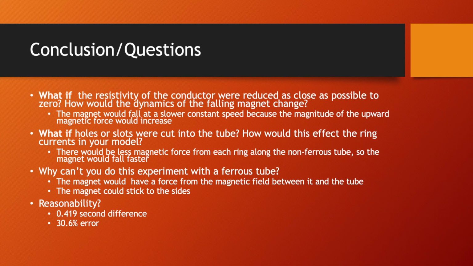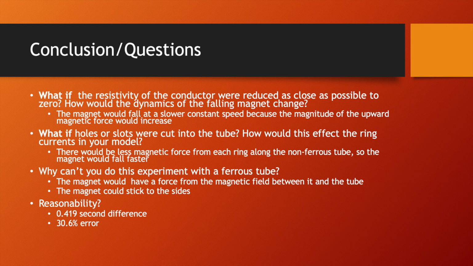Finally, to answer the questions from this lab report, if the resistivity of the conductor was reduced as close as possible to zero, the magnet would fall slower at a constant speed as the magnitude of the upward magnetic force would increase. If there were holes cut into the tube, there would be less magnetic force along the non-ferrous tube, so the magnet would fall much faster. You couldn't do this experiment with a ferrous tube, as there would be a magnetic field between the tube and the magnet, which would cause it to stick to the sides and wouldn't help us understand Lenz's or Faraday's law.